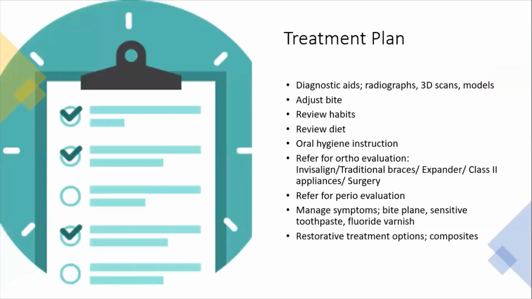So next, you're going to want a treatment plan for these patients. And in doing that, you're going to want to grab all your diagnostic aids, and that's going to include your clinical findings and your radiographs. That can be a cephalometric x-ray, it can be a panoramic x-ray. Some offices have nice 3D scans where you can see everything, or even taking alginate impressions and getting models of their teeth and looking at their occlusion that way.